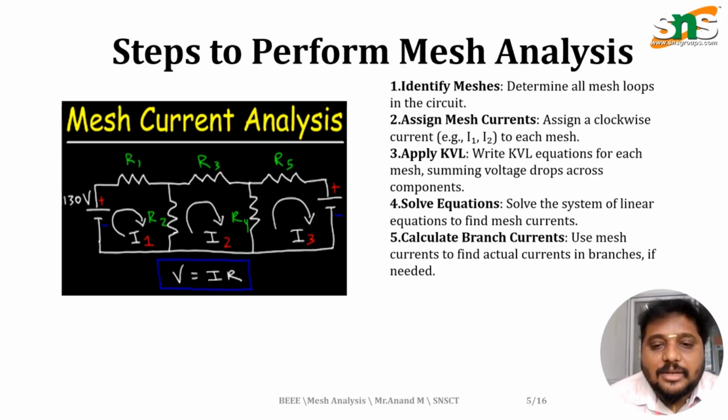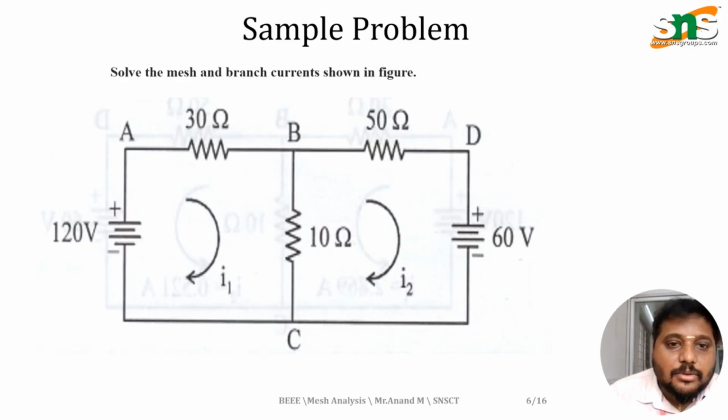Calculate the branch currents. Use the mesh current to find the actual current in the branch if needed. So finally you get the value of voltage, current and resistance. Now take this problem as a sample program: solve the mesh and branch currents shown in the circuit.